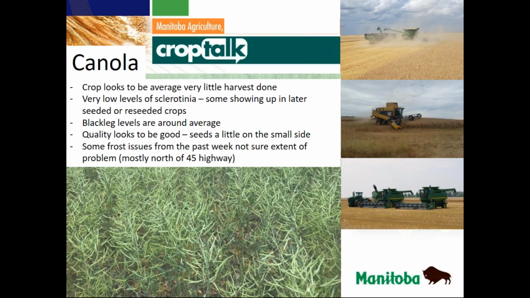Canola, a crop that has been kind of all over the board right from spring, and I think it's carried right through into fall here, where the crop in general looks to be average. I don't think we're going to be seeing the yields that we've seen in the last couple of years. Talking to some producers that have done some harvest, I'm hearing some 40s, some 45 bushel ranges. So definitely not as high as we've seen in previous years.